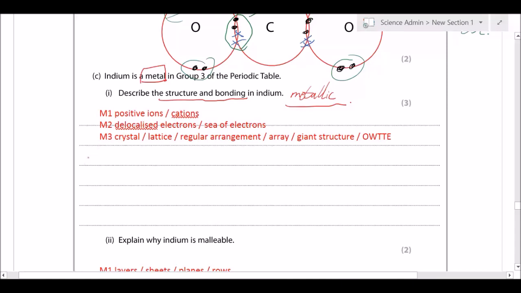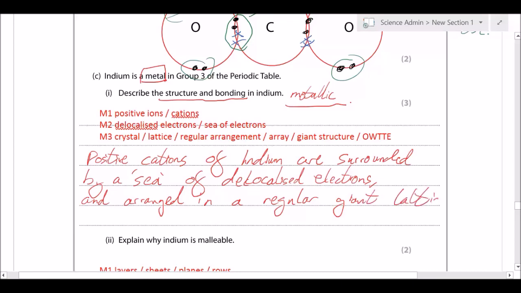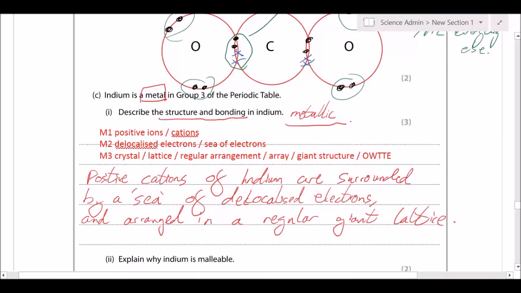So to put a model answer, positive cations of indium are surrounded by a sea of delocalized electrons and arranged in a regular giant lattice. Okay, that would be the model answer that I put, and you've covered the 3 marking points.